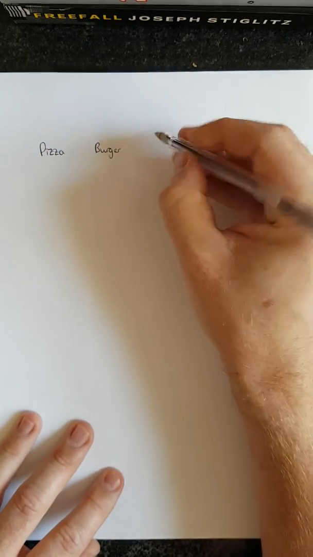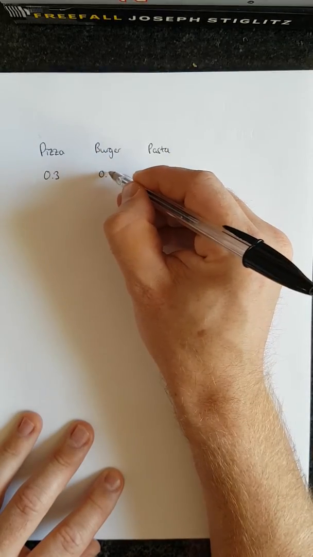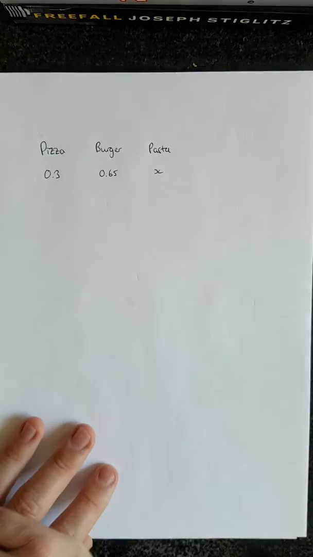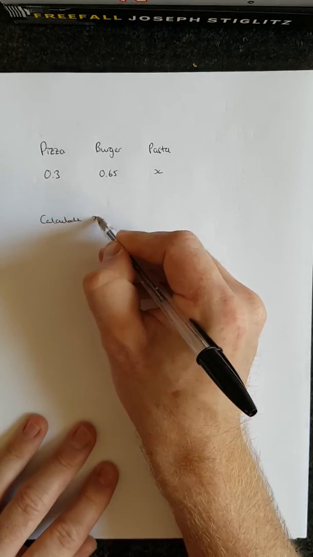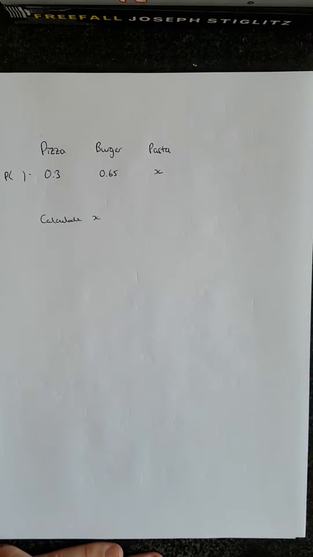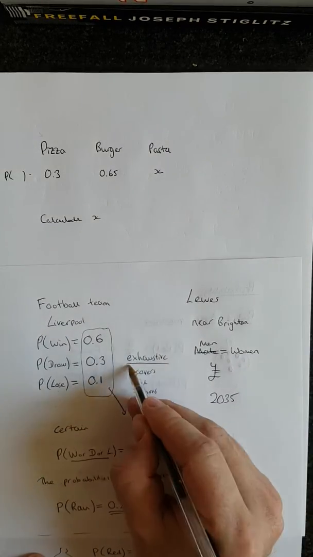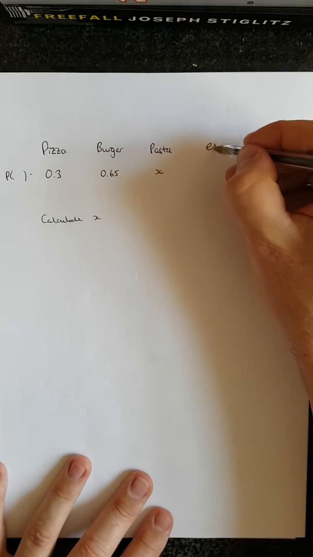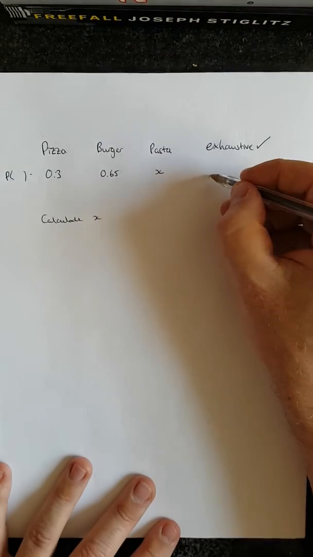People were asked which of these was their favourite food. And you were asked to calculate X, which is the probability that someone chose that type of food. Now, let's do our check. If the options are exhaustive, then the 3 numbers add up to 1.